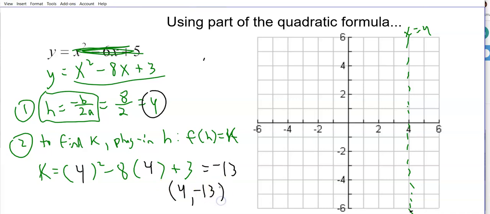Isn't that fast? That's a fast way to find the vertex. Hopefully I did that right. 16 minus 32 is negative 16, plus 3 is negative 13. That's right.